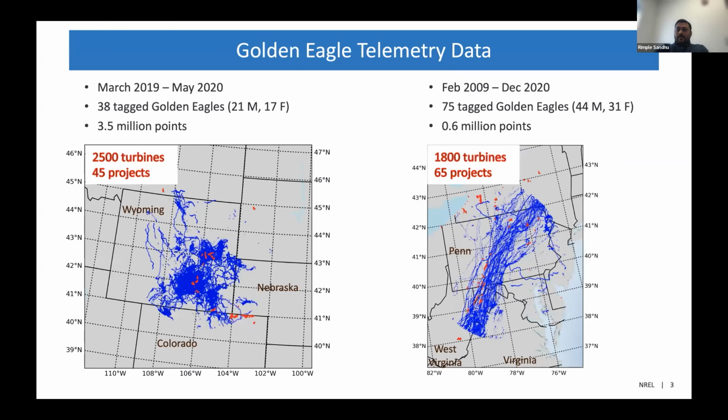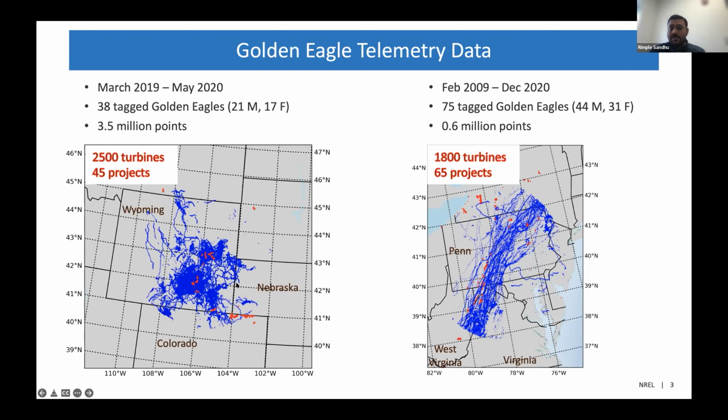So let's talk about the data that we have. We have two sets of data. One is in Western US in Wyoming, centered at the Top of the World wind power plant. And we have data from Eastern US, as you can see on the right here. The red dots you see are turbines. On the Western US side, we have 2,500 turbines within this region where we have the data. And on the right, in the Eastern US, there are 1,800 turbines. So there's a lot of overlap between golden eagle movements and turbines.